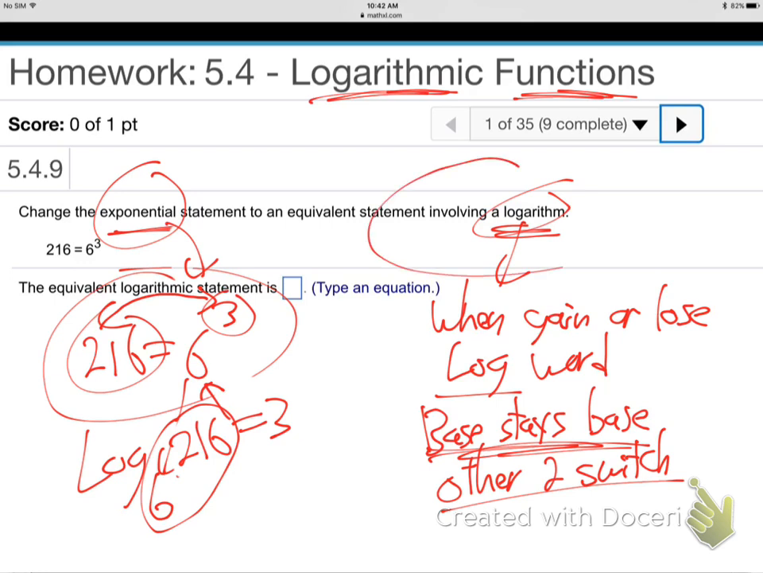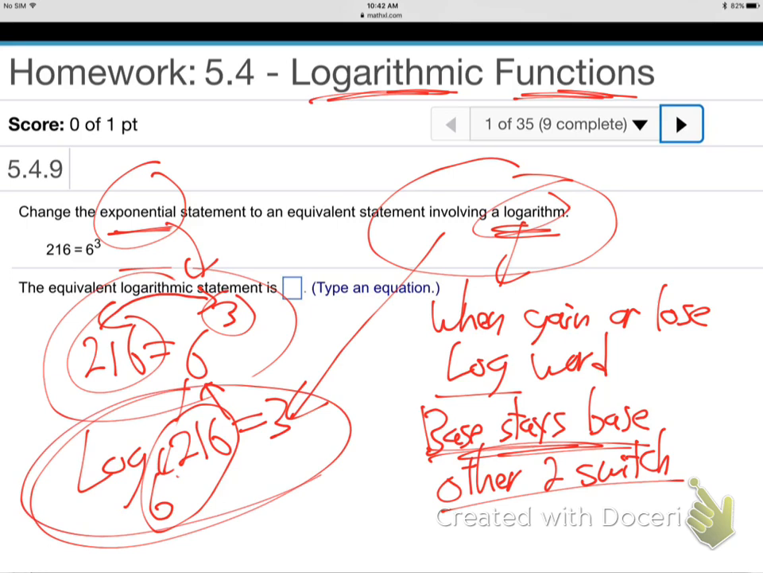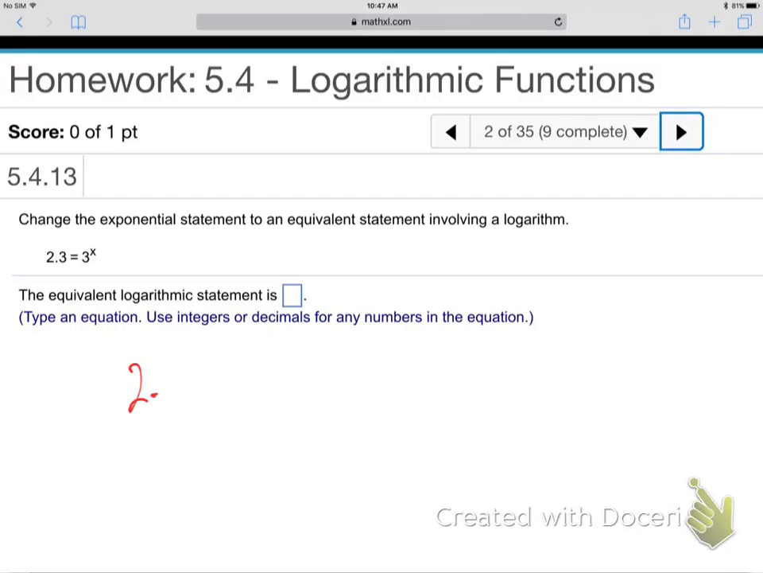So this is a log statement now. We have a log word here. So we changed languages, one to uno. So we're saying the same truth, two different languages. Let's get you warmed up with the log talk. So 2.3 is 3 to the x. So that's an exponential. Now write a log statement.